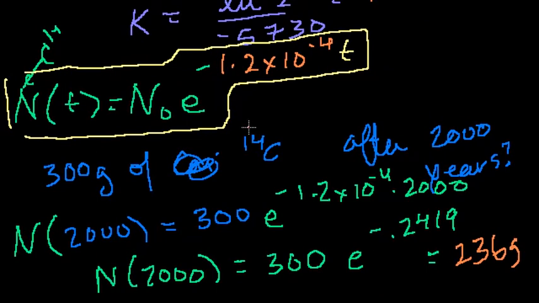So just like that, using this exponential decay formula, I was able to figure out how much of the carbon I have after an unusual period of time, a non-half-life period of time. Let's do another one like this. Let's go the other way around.